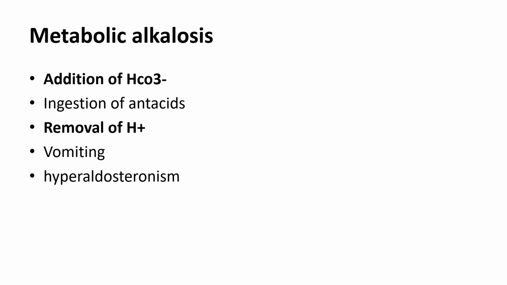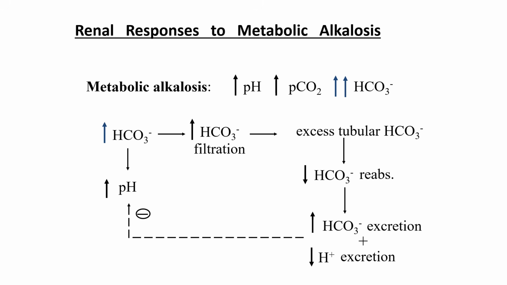Coming to the metabolic alkalosis. Metabolic alkalosis is simple. Either you are adding bicarbonate or you are removing H plus. So ingestion of antacids. So for gastritis we use antacids. If it is overused, that can cause addition of more base. Removal of H plus: vomiting from the stomach, which causes loss of H plus, and hyperaldosteronism, which causes excessive loss of H plus. So how is this compensated?